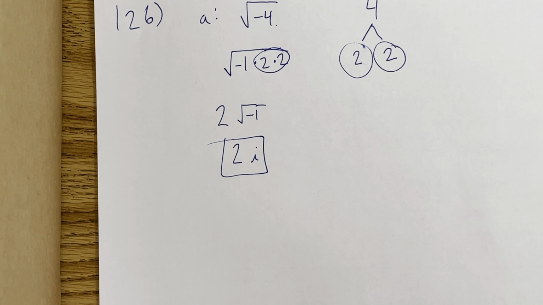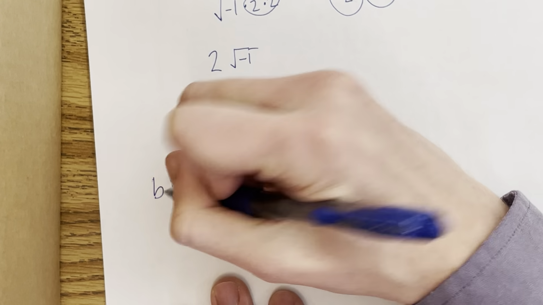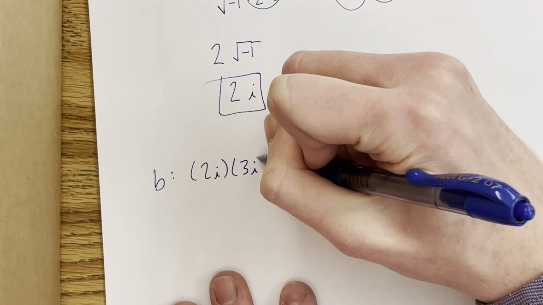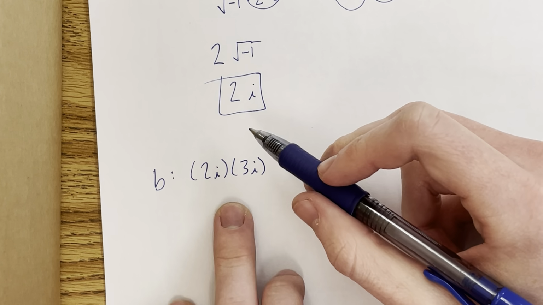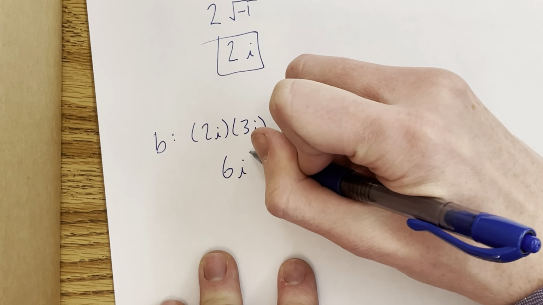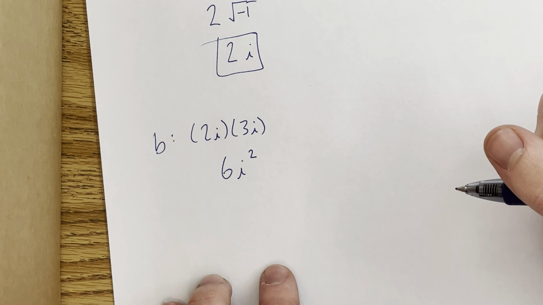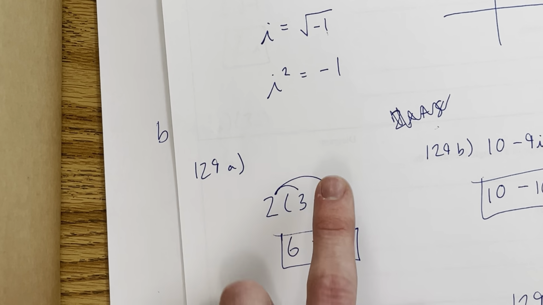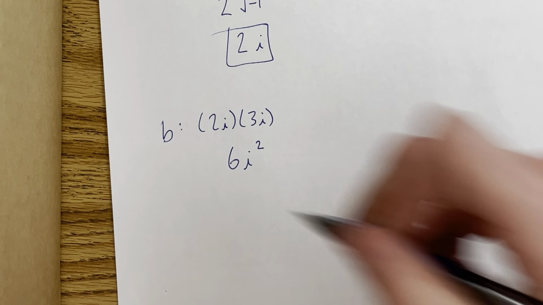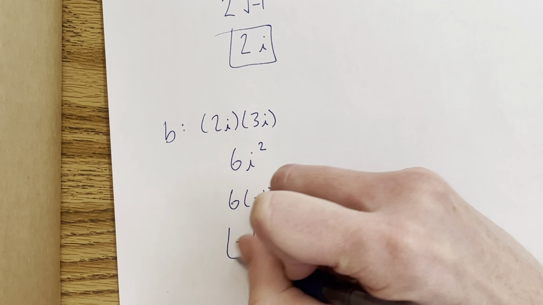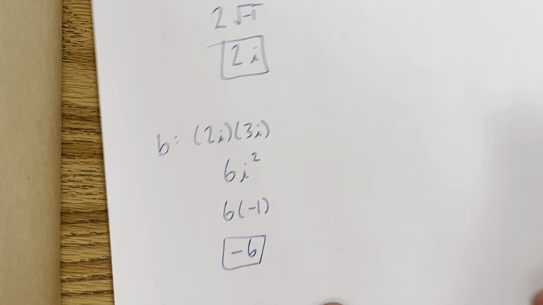That would be our answer. Let's do one more. Let's do B. So for part B, we have 2I times 3I. So here we're just multiplying these two terms together. So 2 times 3 is 6, and then I times I is I squared. So we end up with 6I squared, which if you remember, I squared is the same as negative 1. So that would be 6 times negative 1. 6 times negative 1 is negative 6. That's my answer. All there is to it.